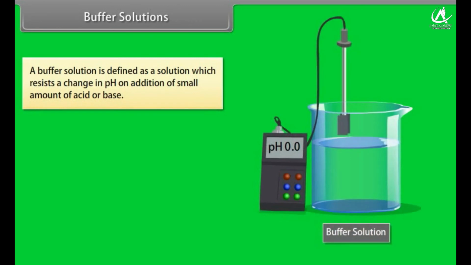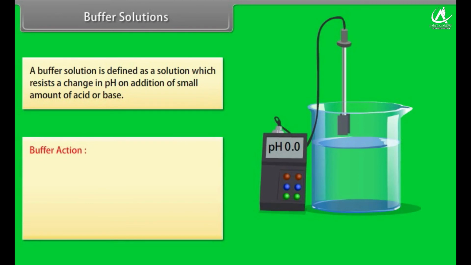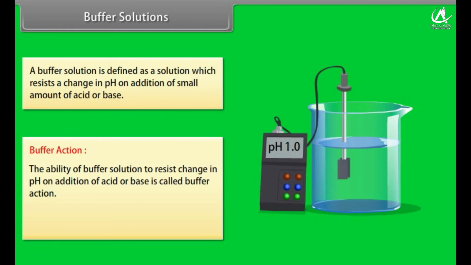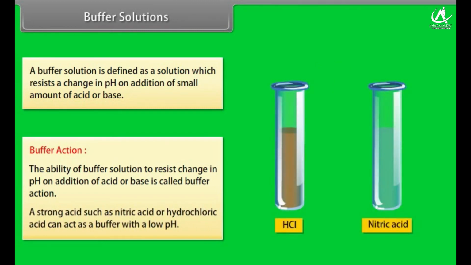Buffer solutions. A buffer solution is defined as a solution which resists a change in pH on addition of small amount of acid or base. Buffer action. The ability of buffer solution to resist change in pH on addition of acid or base is called buffer action. A strong acid such as nitric acid or hydrochloric acid can act as a buffer with a low pH.